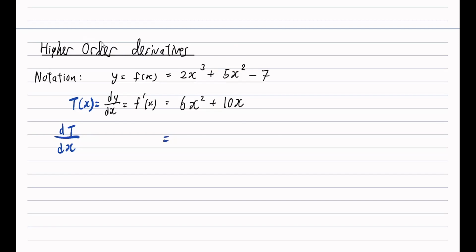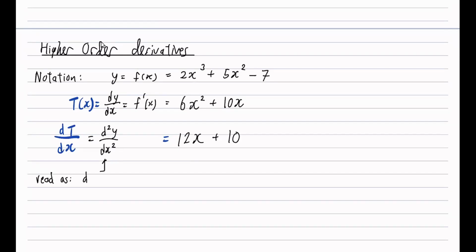6 times 2, 12x, and then there's a 10. But here we introduce a funny notation. It's just a simple idea, differentiate another time. But we call this d2y by dx squared. Let me write down how to read it.